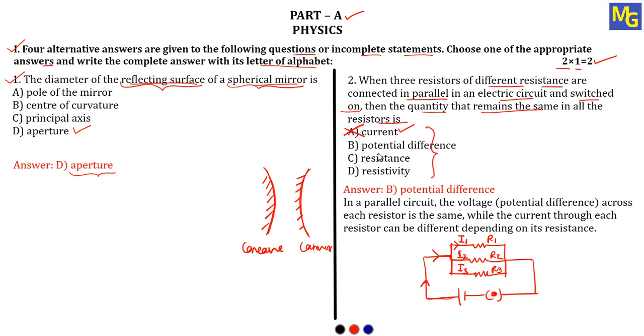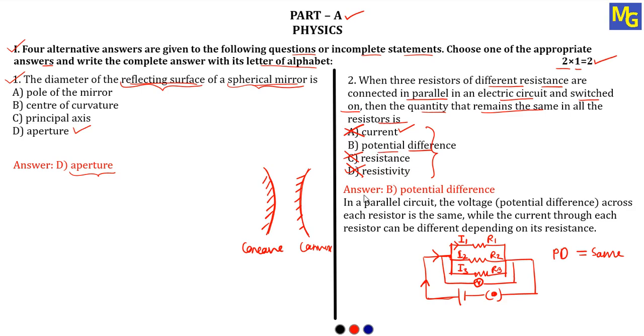Then option B, that is potential difference. The voltmeter will be connected like this across all the resistors. And always remember, whenever resistors are connected in parallel, the potential difference will always be the same. This will be constant. Then resistance: it is already there in the question that they have all different resistances. Resistivity will also be different. Therefore resistance cannot be the correct option, resistivity cannot be the correct option, and therefore the correct option is option B.